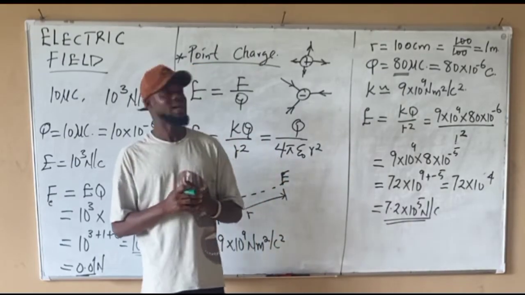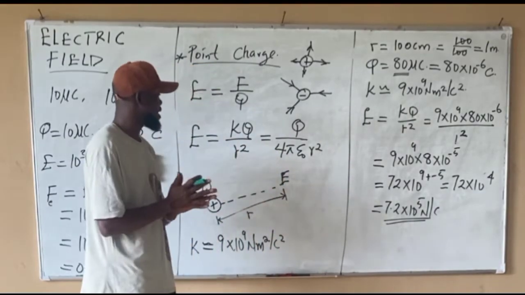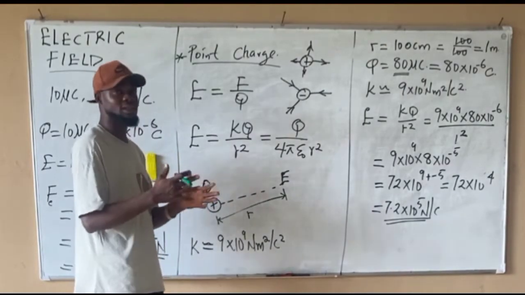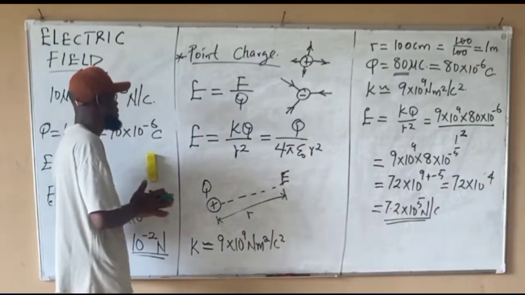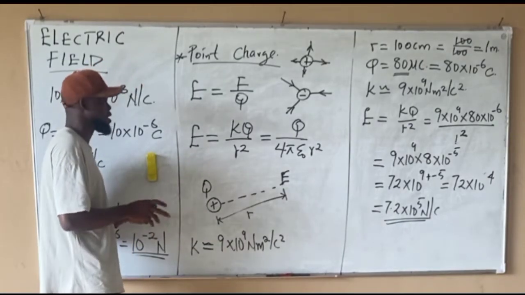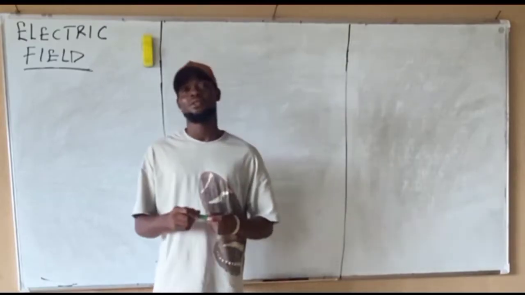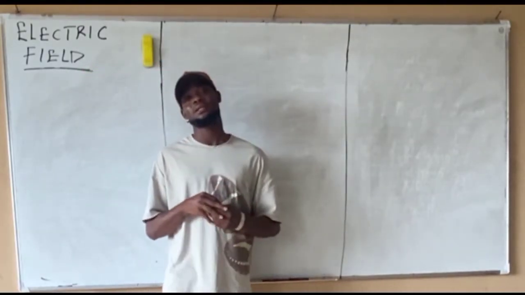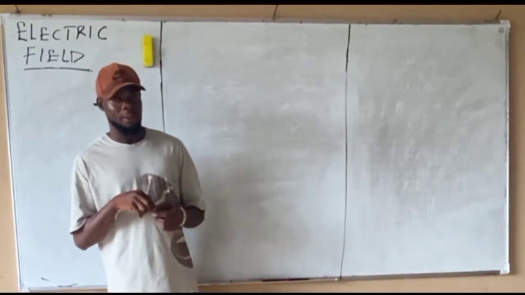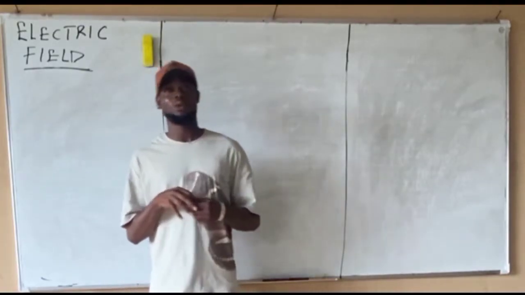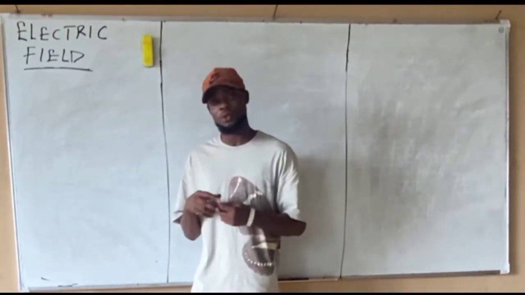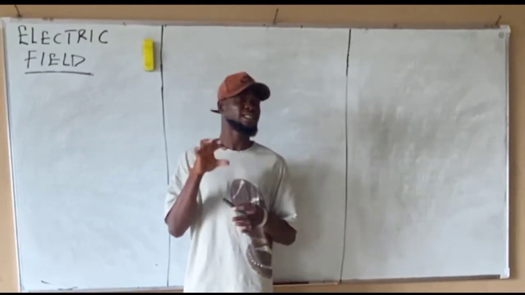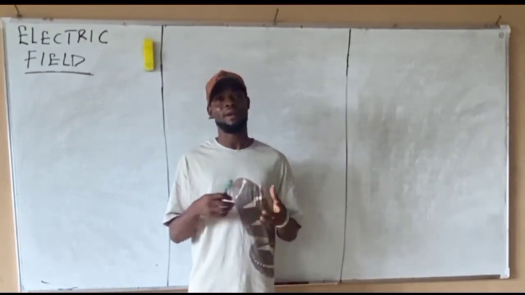Now, we are going to look at electric field due to several charges. That is more than one charge. If we have 3, 2, 5, 6 charges, how do we calculate the electric field due to these charges? Now, we are going deeper into the class, because this is where the actual work is. In this place, you are going to use your brain, because it's not just a straightforward evaluation.